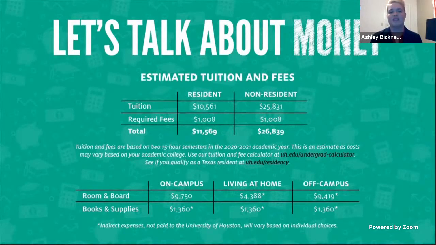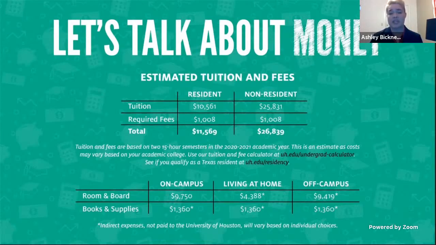So this $11,569 for Texas residents is going to be if you were taking 15 hours both semesters full time at the University of Houston. For non-resident tuition, that's going to be about $26,839. If you look at room and board, housing is going to be about $9,750 to live on campus.